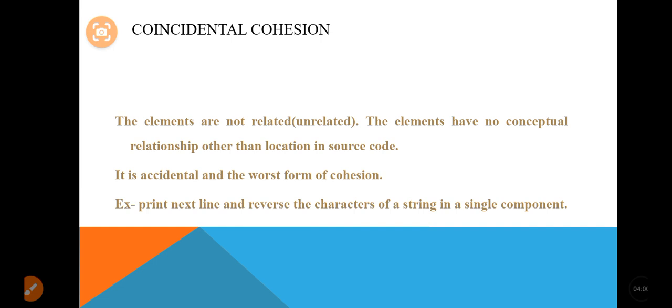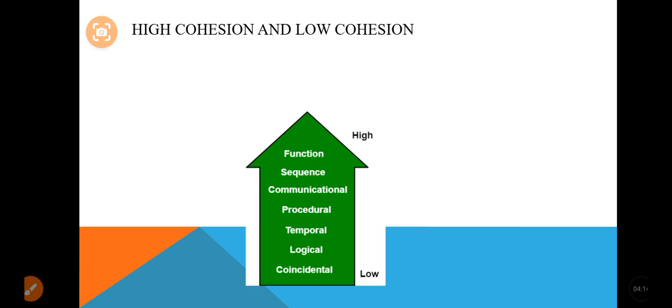Coincidental cohesion. The elements are not related. The elements have no conceptual relationship other than location in source code. It is accidental and worst form of cohesion. Example, print next line and reverse the characters of a string in a single component. In diagram, we can see high cohesion: functional, then sequential, communicational, procedural, temporal, logical, and coincidental cohesion.